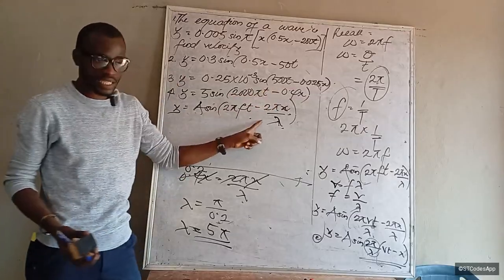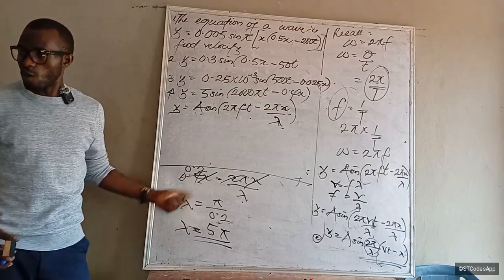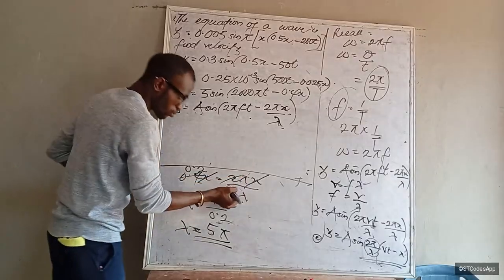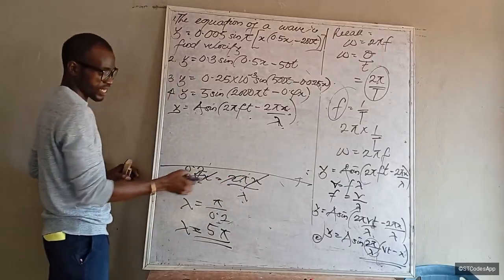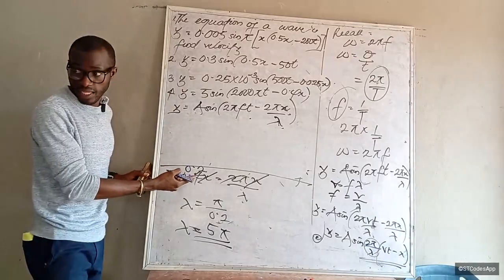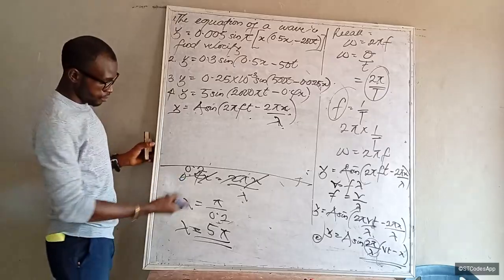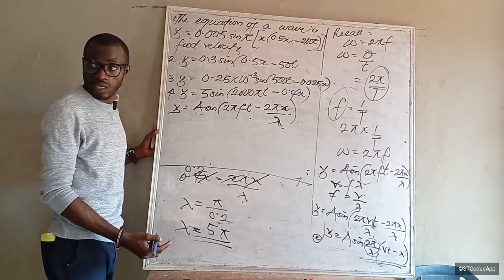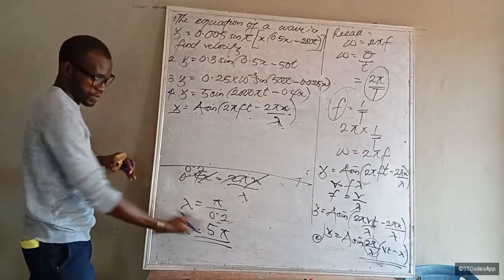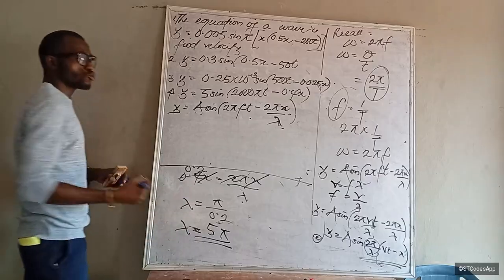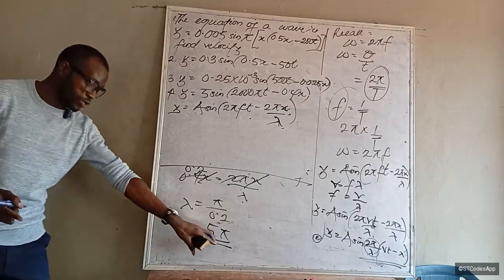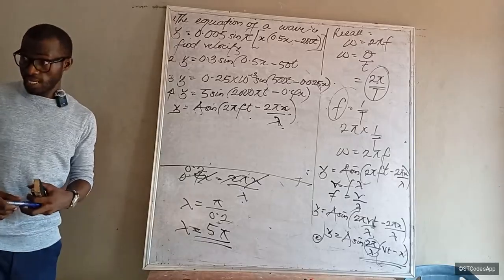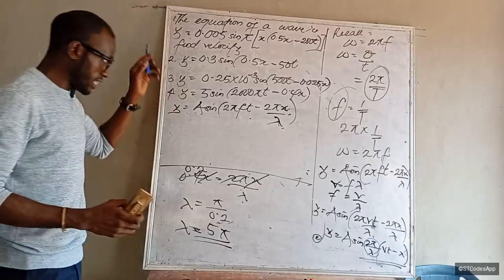So I now equated this and this. By equating, you do your own maths. Or for speed's sake, just do 2 takes care of 2, gives you 0.2. Is it clear? So 0.2 equal to x takes care of x. So you make lambda the subject of the formula, you get this. If you do 22 over 7 divided by 0.2, this is what you get. 15 point whatever they said. Is it clear? Alright. Let's do the second one.